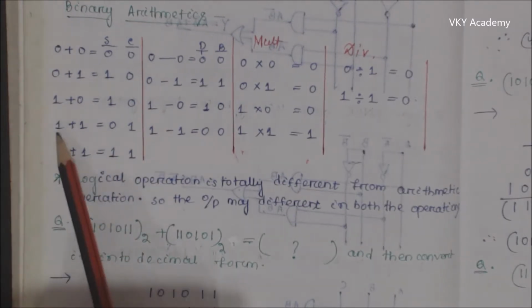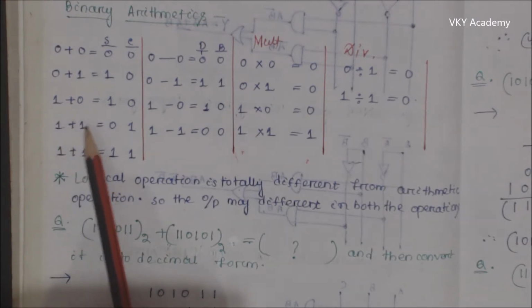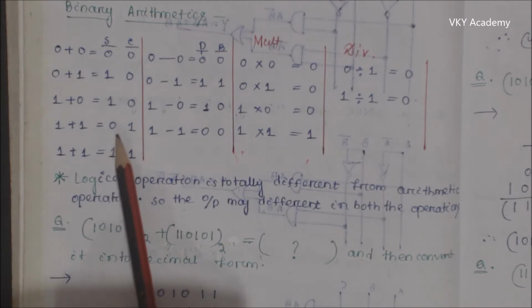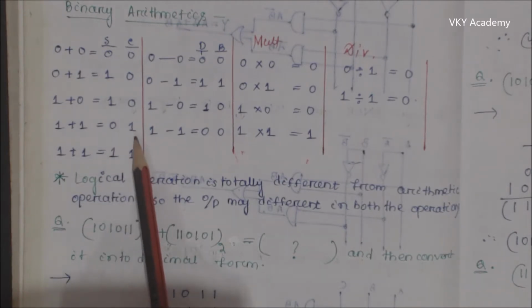Why? Because the decimal value of this 1 is 1. The decimal value of this 1 is also 1. And 1 plus 1 in decimal is always equal to 2. And the binary result for 2 is 1 0, where 0 is sum and 1 is carry.